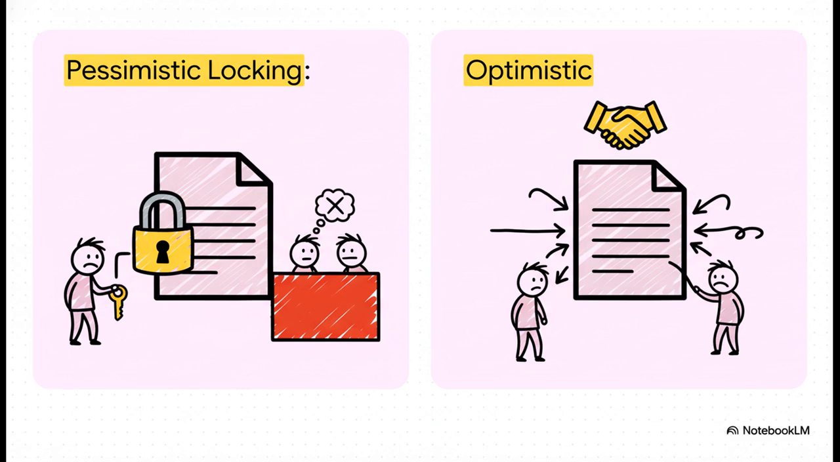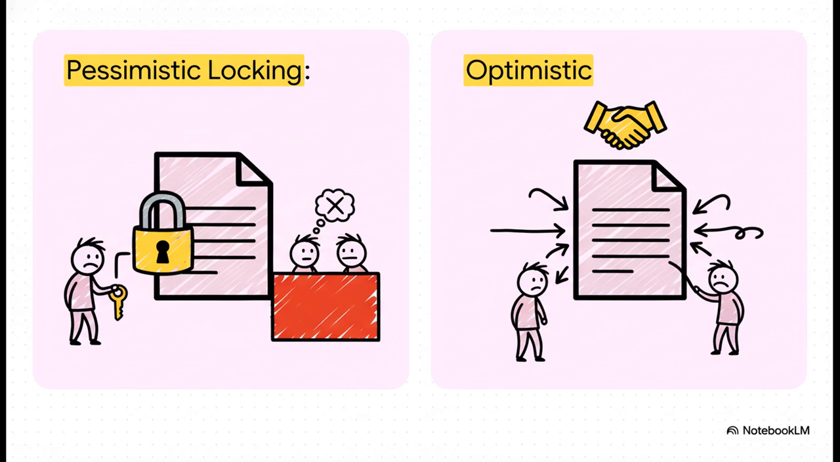Another huge philosophical shift was in how these systems handle potential conflicts when people are editing at the same time. Older systems used a strategy called pessimistic locking. You can think of this like a physical key to a file cabinet. To edit a file, you have to check it out, which basically locks the drawer so no one else can touch it. As you can imagine, this can really slow a team down. Modern systems, thankfully, use optimistic locking.